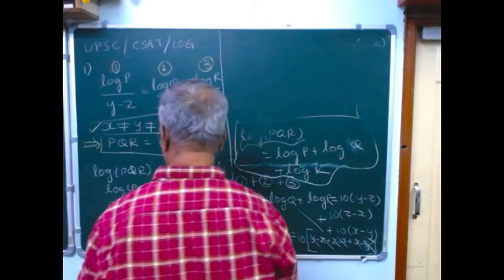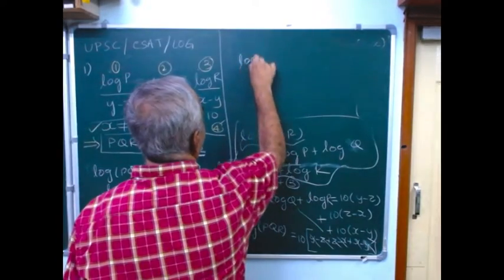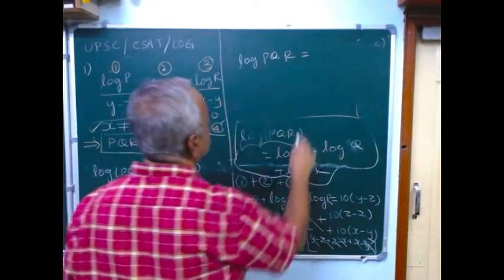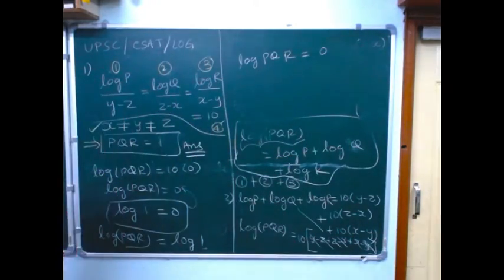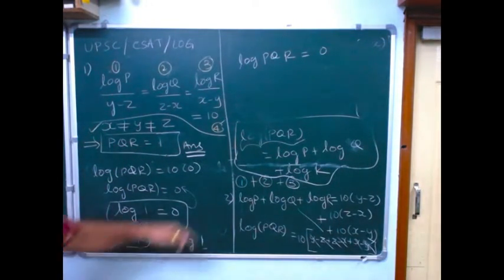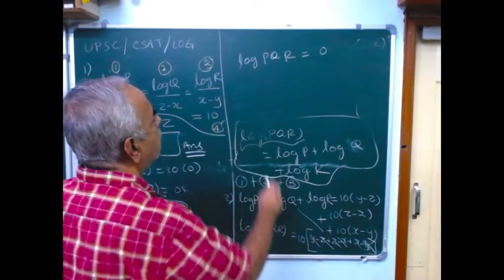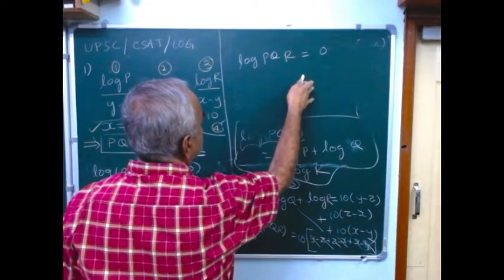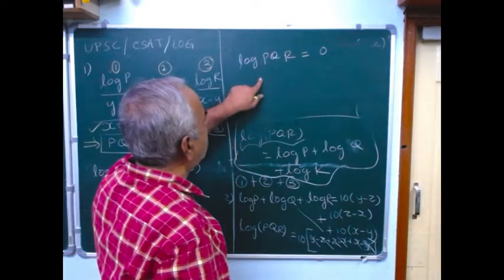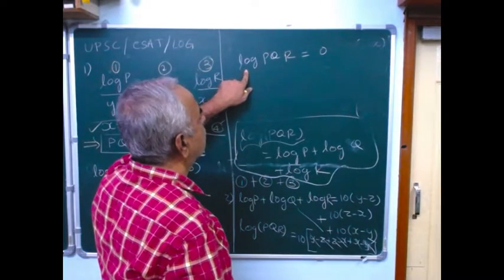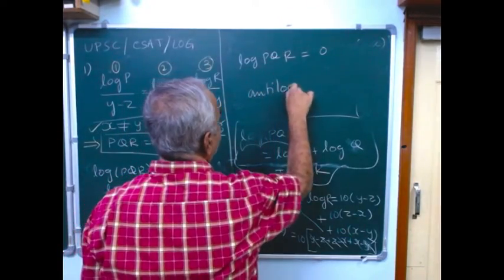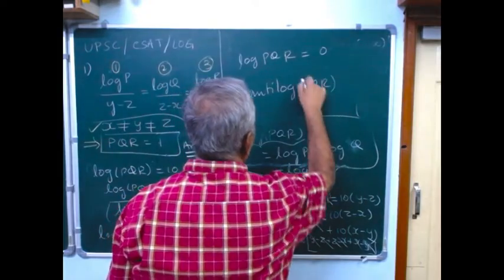You have here log PQR is equal to 0, right? You can apply the exponential rule also here. This is in the logarithmic form, and if you want to take the inverse of log, you have to consider the anti-log. The inverse of log is anti-log. So you have to find the anti-log of PQR. You can take it like this also.